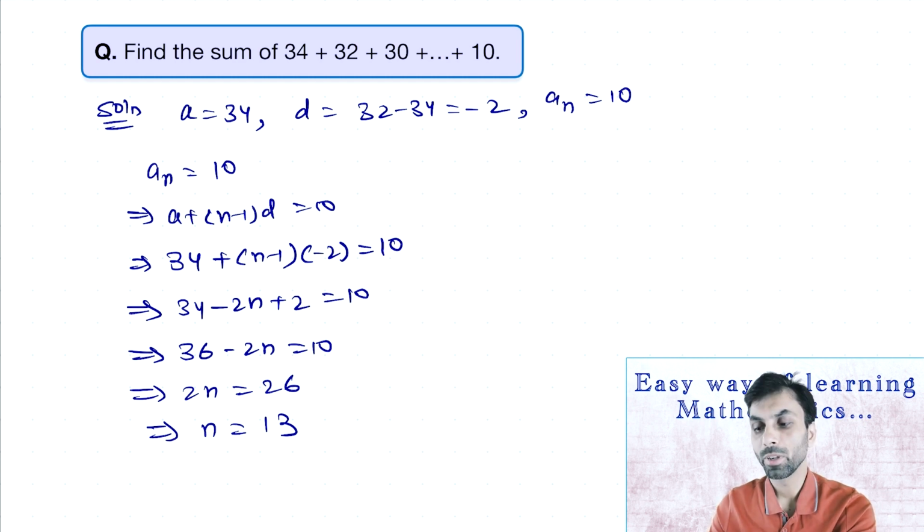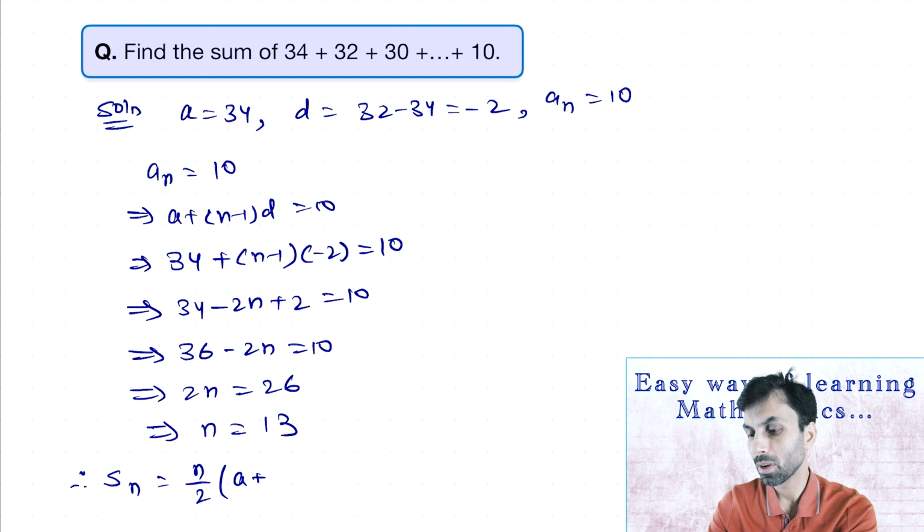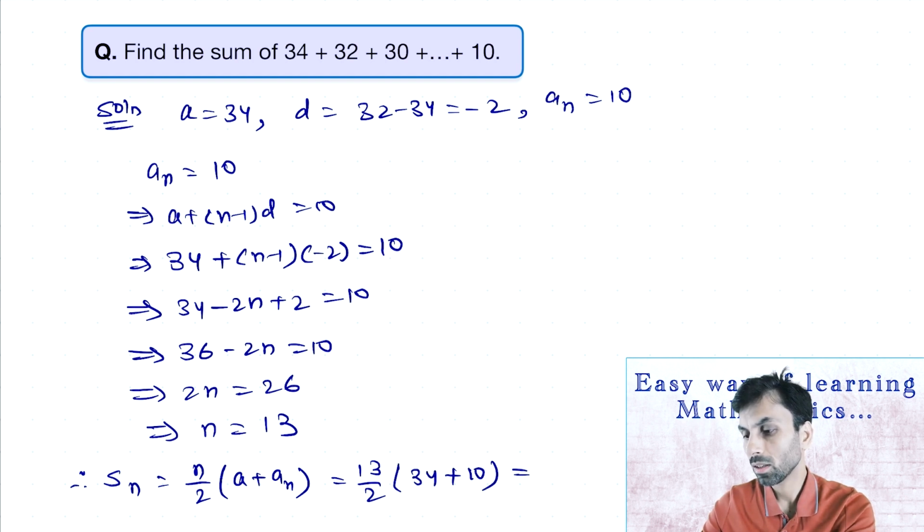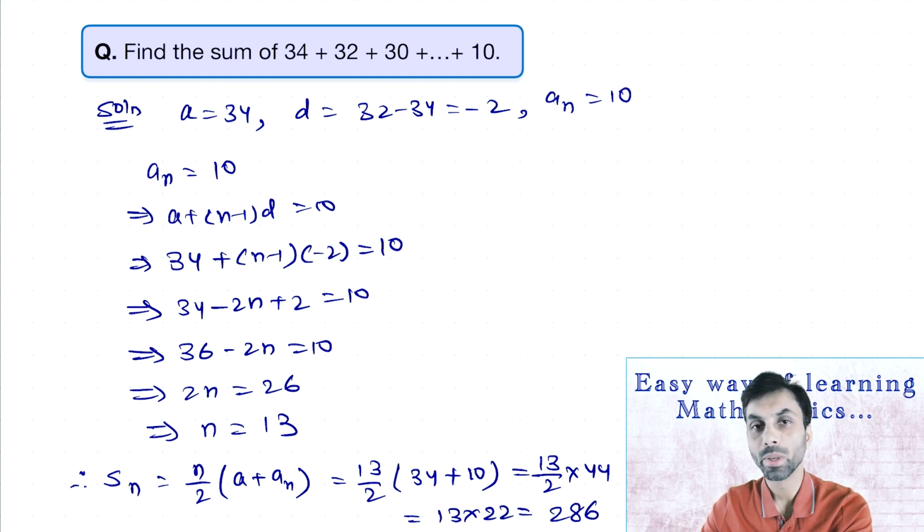Now here, as we know n, a and d, we can use either the first formula, that is n by 2 into 2a plus n minus 1 into d to find out the sum, or we can use n by 2 into first term plus last term. So here Sn will be equal to n by 2 into a plus an, n is 13, so that is 13 upon 2 into first term 34 and the last term 10, which will be 13 upon 2 into 44, which we'll write as 13 into 22, and that will get us 286.